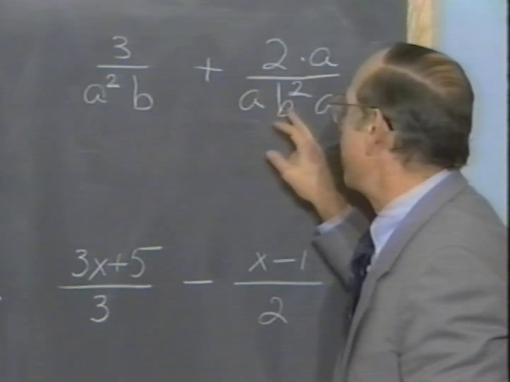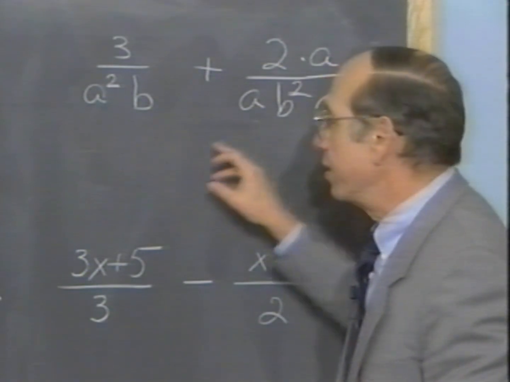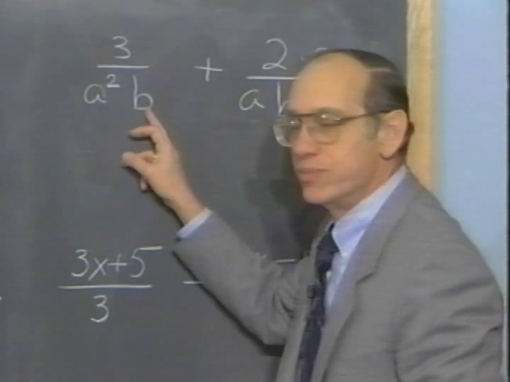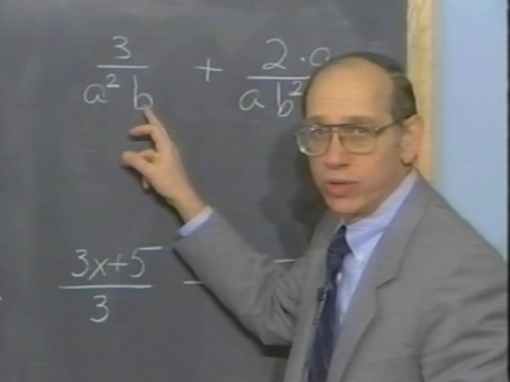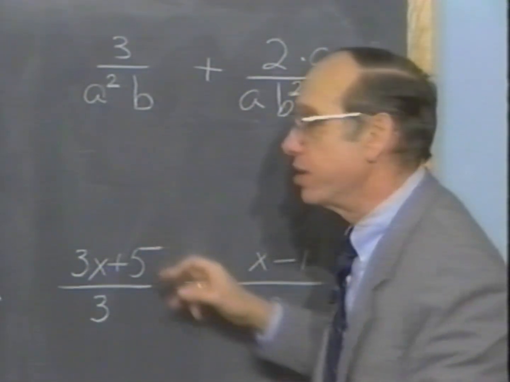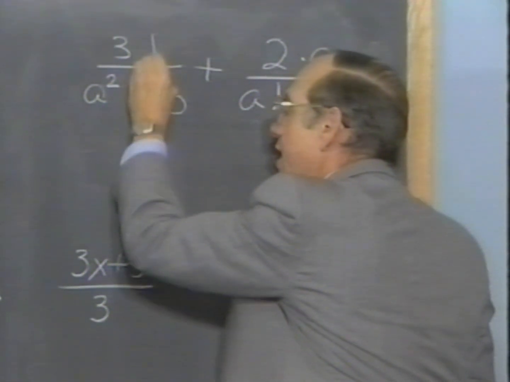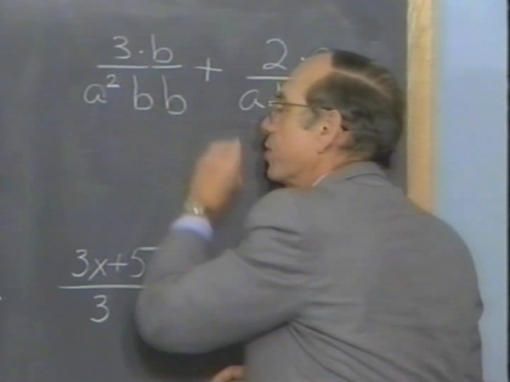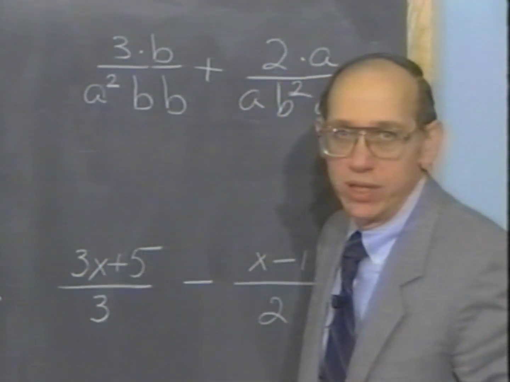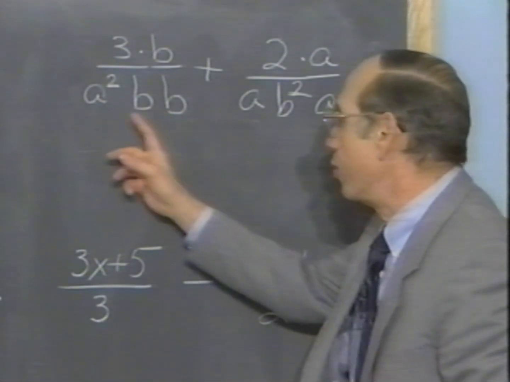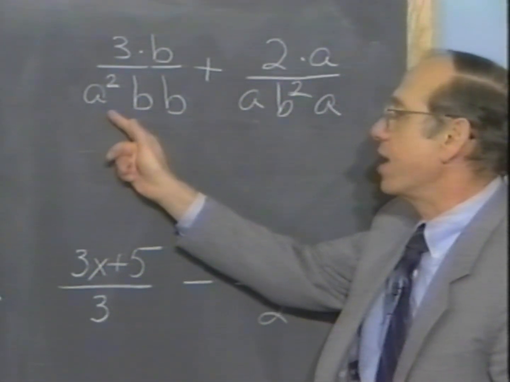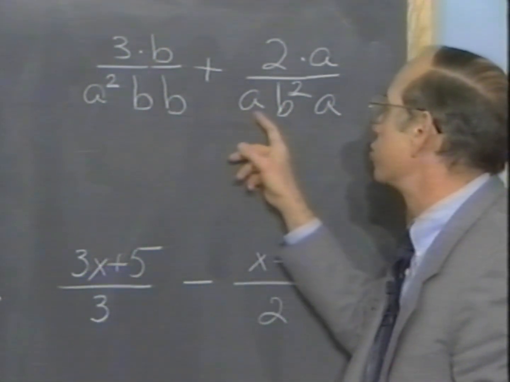Now look, I have a squared b squared here. Here I have a squared times b, and of course I would like this to also be b squared. So I'm going to multiply the denominator here by b. And again, when I do that, I must also multiply the numerator by b. Now you see both fractions really have the common denominator a squared b squared.